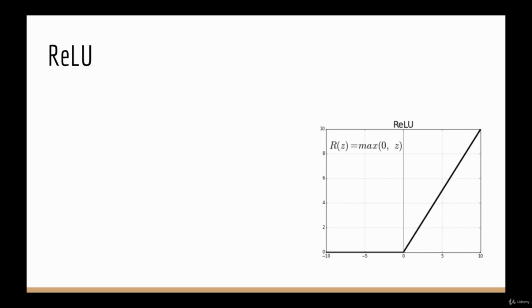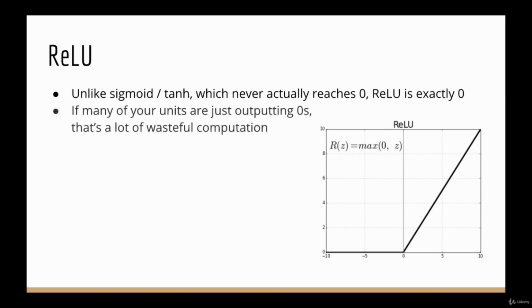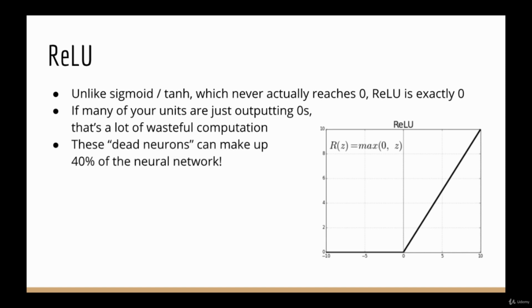Another problem which is related to this has to do with the ReLU. Notice that with the sigmoid and tanh, the slope never actually reaches 0 unless it's due to numerical imprecision. With the ReLU, the slope is exactly 0 if the input is less than 0. So if all your inputs and weights happen to be configured in a way that leads to the ReLU always outputting 0, then you're effectively doing lots of wasteful computation. Researchers have shown that up to 40% of a neural network can be made up of these dead neurons. And of course, in order to understand this, you have to understand derivatives. And if you understand derivatives, then you can understand backpropagation.